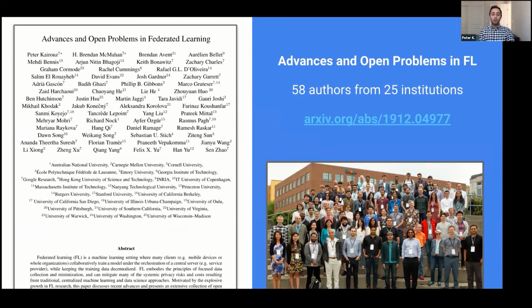We put up a paper with 58 authors. A lot of these people are top-notch academics and top-notch researchers. The paper discusses many of the advances in this field and outlines a number of high-impact open problems. It's on arXiv. I have the link on this slide.